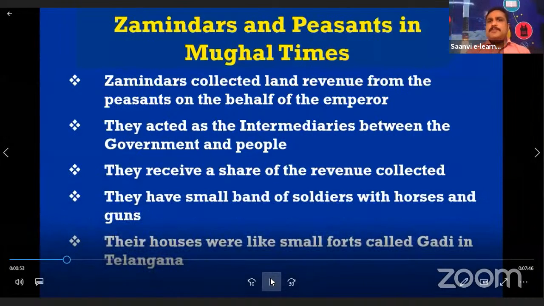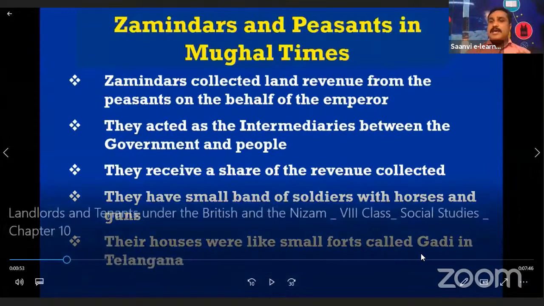Actually, in the Mughal emperors' time, how these zamindars acted and the different ways they collected tax, you can see here. First, zamindars collected land revenue from the peasant on behalf of the emperor. They acted as intermediaries between the government and people. They received a share of the revenue collected, and for that they also got some share like remuneration. At the same time they had a small band of soldiers with horses and guns.